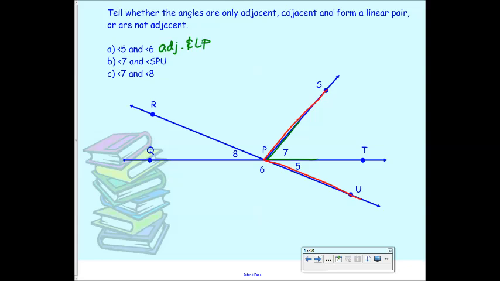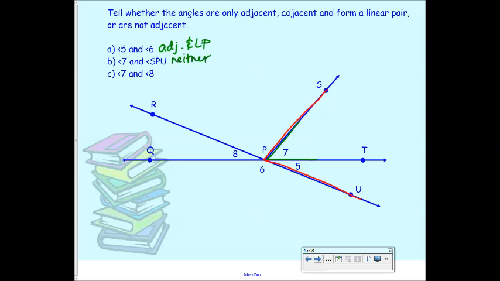Okay, not all of them are next to each other. Where is 7? Describe 7 in relationship to SPU. Okay, so they share one line. That's true. Yeah, it's inside of it, right? If adjacent meant inside of, then if I'm adjacent to Mr. Vrandrick's room, where would our classroom be? It'd be like a mini classroom inside his classroom, right? Is that what adjacent means? No. So this one is not adjacent because it's actually inside of it. Okay? So then if it's not adjacent, can it be a linear pair? No. So this one is neither. All right, that's kind of a tricky one.